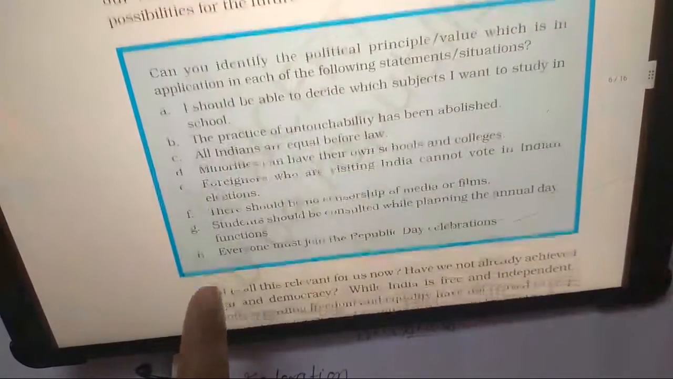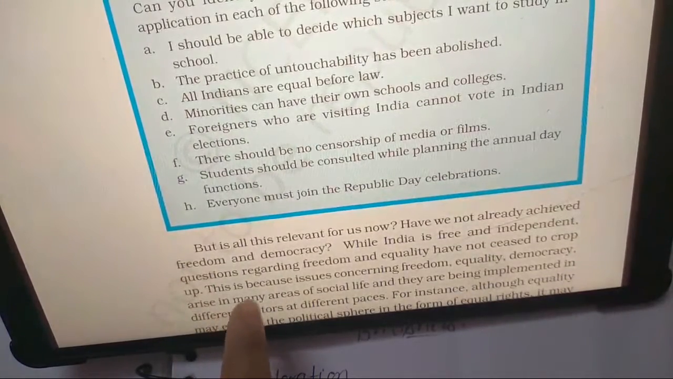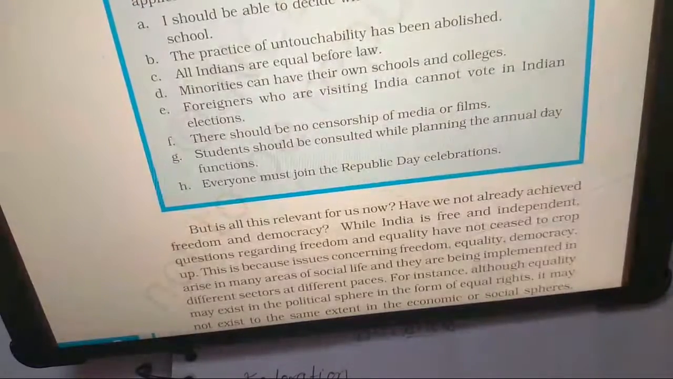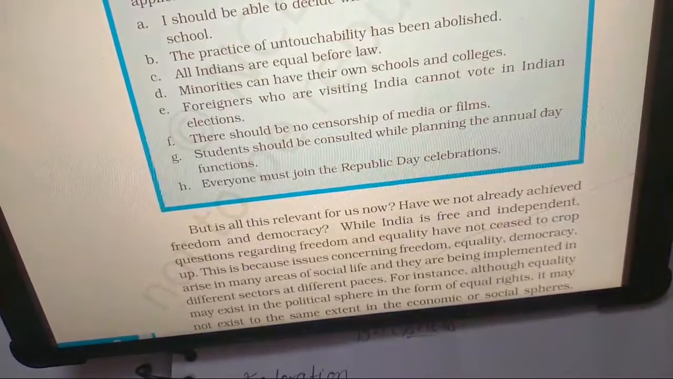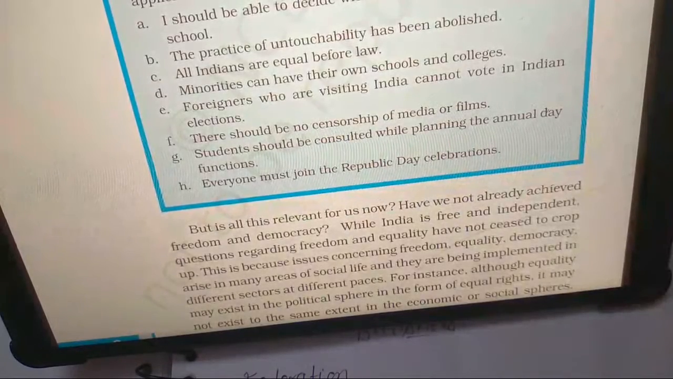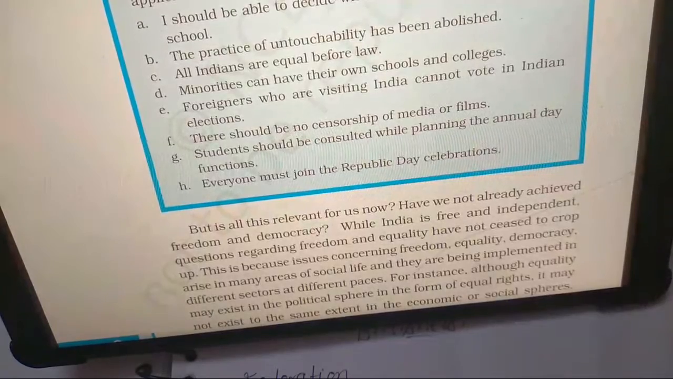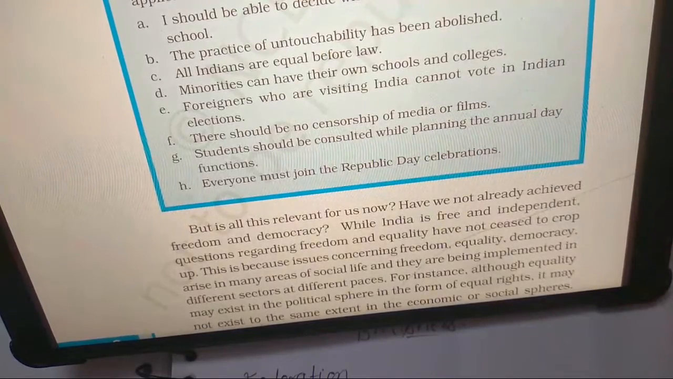Can you identify the political principle or value which is in application in each of the following statements or situations? I should be able to decide which subjects I want to study in a school. The practice of untouchability has been abolished. All Indians are equal before law. Minorities can have their own schools and colleges. Foreigners who are visiting India cannot vote in Indian elections. There should be no censorship of media or films. Students should be consulted while planning the annual day functions. Everyone must join the Republic Day celebrations.